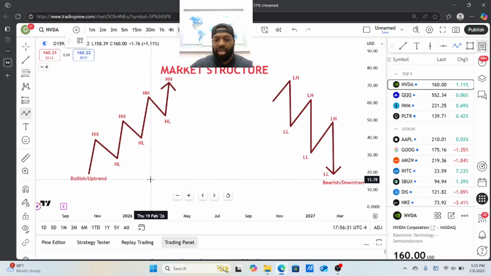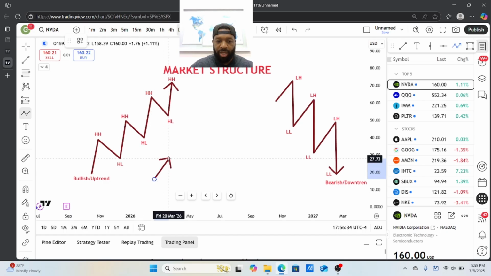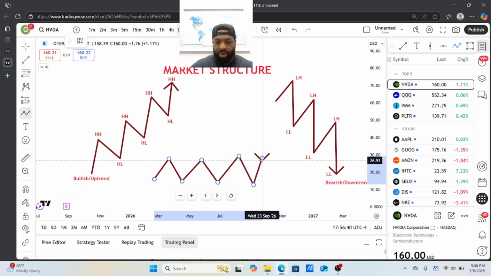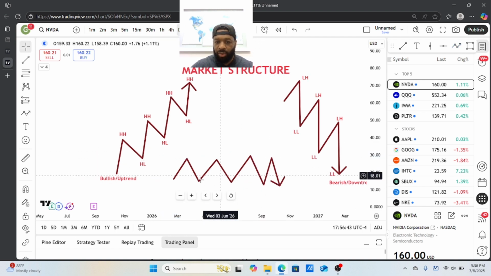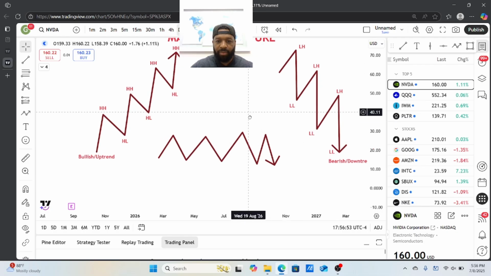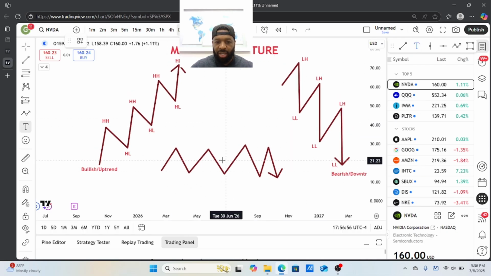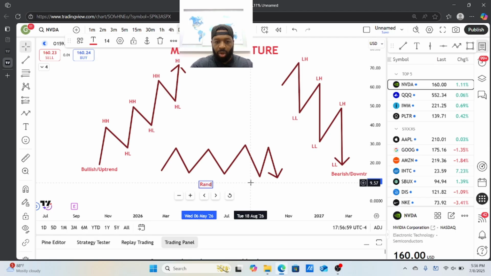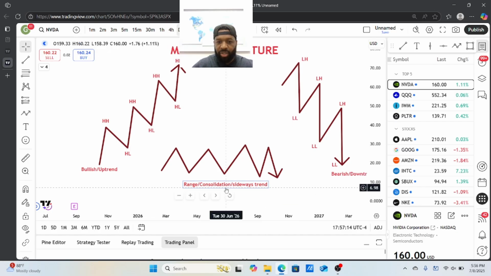Now, the third trend that we're looking at is a sideways trend or a range or consolidation, whatever you want to call it, right? This is what we do not want to be trading, right? We do not want to be in a trade when the price is doing this. We want to wait for price to break out from this area, but that's a whole nother subject, another topic, right? So what we have here is a range or consolidation, or you might call this a sideways trend.